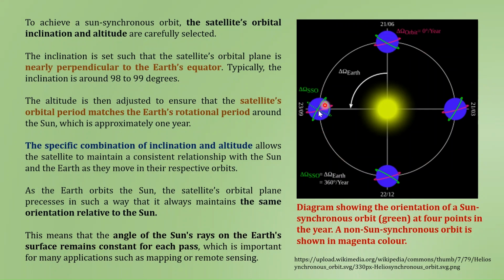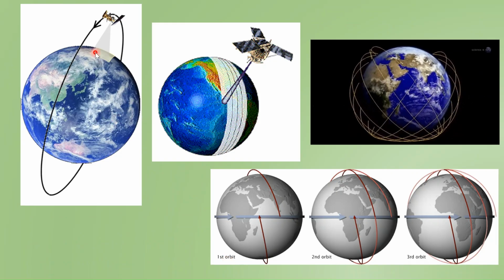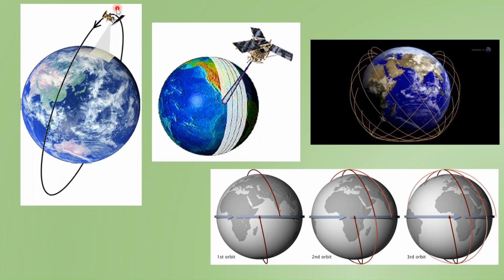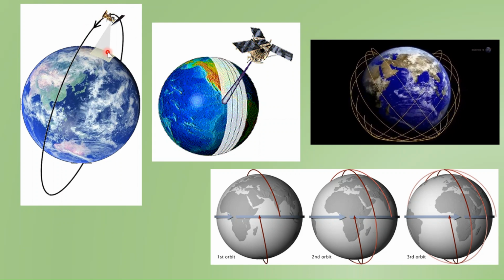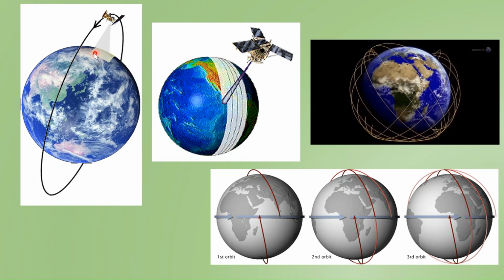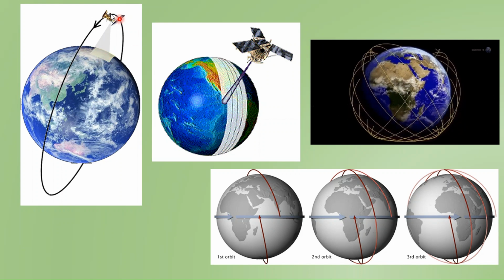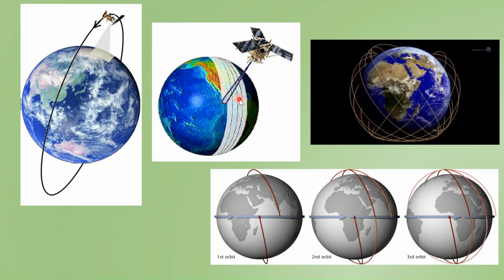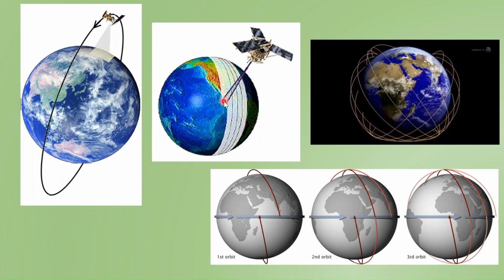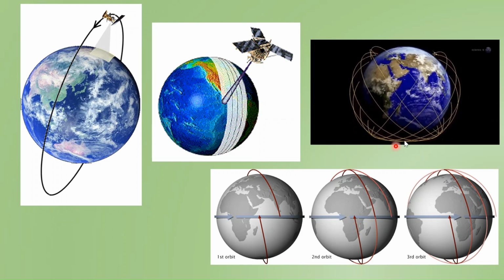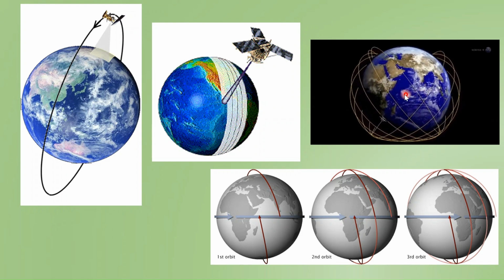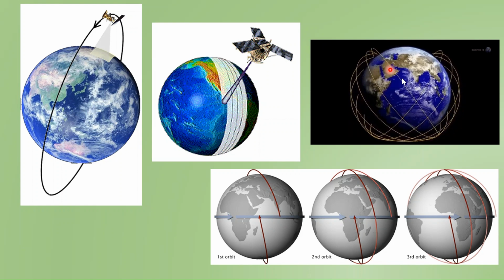So in the sun synchronous orbit, the angle of the sun's rays on the earth's surface remains constant for each pass, and it is very important in many applications such as mapping or remote sensing. Here we can see that as the satellite is revolving around the earth, it will cover a particular area on the ground. This is referred to as the swath. But with each orbit, a different area gets covered. As the satellite completes one orbit, the place on the earth gets slightly shifted because of the rotation of the earth.